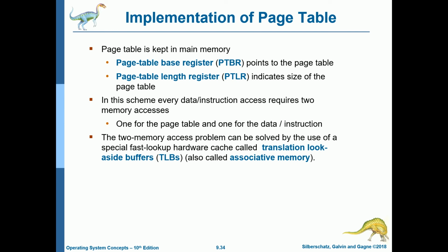The standard solution to this problem is to use a very special, small, fast lookup hardware cache called the Translation Look-Aside Buffer, the TLB. The TLB is associative high-speed memory. Each entry in the TLB consists of two parts, a key and a value. When the associative memory is presented with an item, the item is compared with all the keys simultaneously. If the item is found, the corresponding value field is then returned.